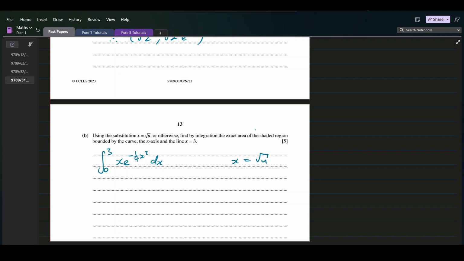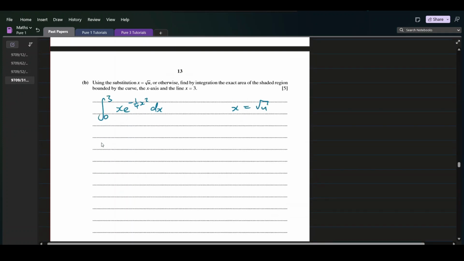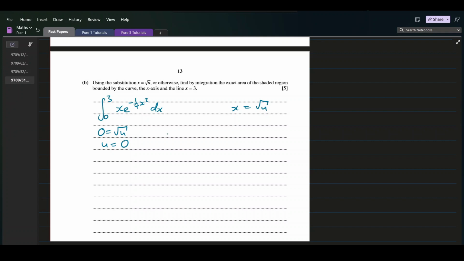So let's start with the limits. Let's substitute our limits. So our substitution is x is root u. So when x is 0, we've got 0 is equal to root u. That means if we square both sides, u must be equal to 0. And then when x is 3, we have 3 is equal to root u. If you square both sides, you have u is equal to 9. So using our new limits, we can write this as 0 to 9 x e to the negative 1 over 4 x squared with respect to x.